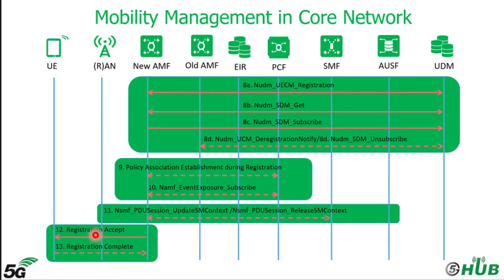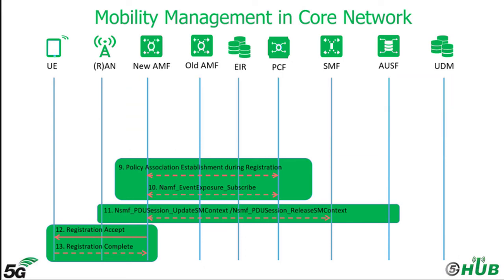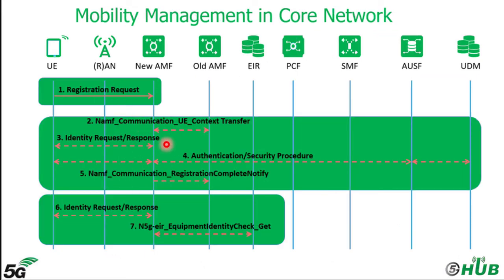Step 12, registration accept, is the final one. Here the new AMF sends a registration accept message with mobility registration information, PDU session allowed, network slicing, periodic registration update timer, and a lot of information to notify the user equipment that the registration request is accepted. Optionally, you can see the dotted one is optional here. If a new 5G-GUTI is allocated, the user equipment sends a registration complete message to the AMF for confirmation. So in this procedure, you can see some of the messages are solid and some dotted. That means some of them may be optional, some of them are mandatory.